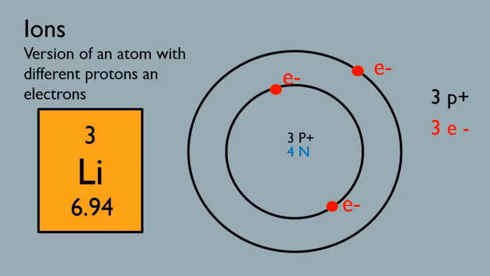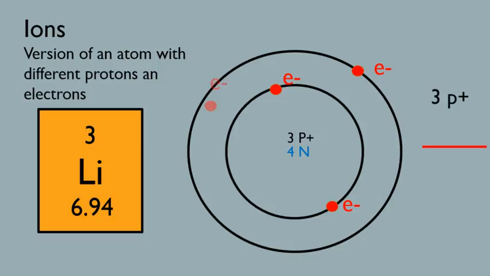And important to remember that protons have a positive charge, electrons have a negative charge. Neutrons have no charge, they're neutral. So when we combine the pluses and the minuses, they wipe each other out. They cancel each other out, so there is no charge. It's not any more positive or any more negative.